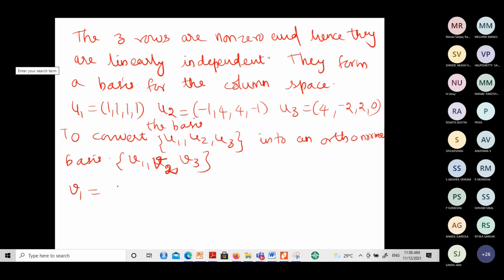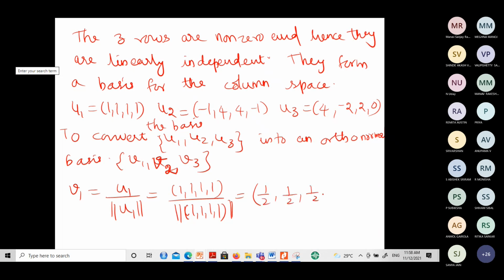What is V1? U1 by norm of U1: 1, 1, 1, 1 by norm of 1, 1, 1, 1. What is the norm of 1, 1, 1, 1? 2. So it is 1 by 2, 1 by 2, 1 by 2, 1 by 2. Sure. Then next.